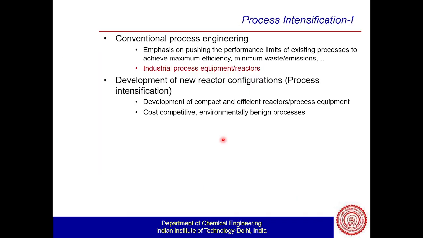So then going to process intensification. Our conventional emphasis, or what we want to do in case of reactors, is basically we want to push the performance limit of the existing processes. So if it is giving a conversion efficiency of 40%, we want to have it like 80%, 90%. So the more the process yield, the more beneficial it is for you for a given amount of reactant itself.